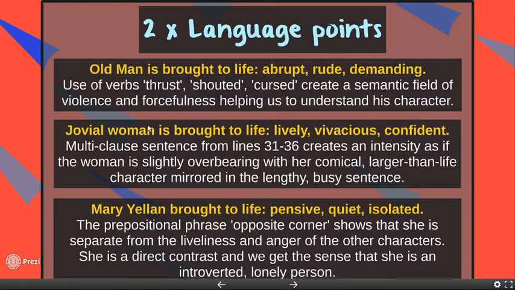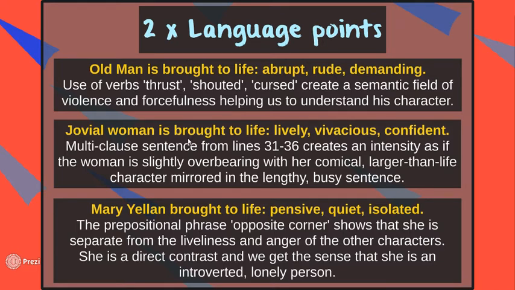Alternatively, you could have talked about the fact that we definitely get the sense that the jovial woman's brought to life by the fact that she's created to be this lively, vivacious and quite confident character. You may have noticed with the paragraph describing the jovial woman that actually it is one very long multi-clause sentence all the way from line 31 to 36. So I kind of thought that maybe that was creating an intensity, as if the woman's slightly overbearing with her comical, larger-than-life character, and that's actually been mirrored in the lengthy, busy, ever-flowing sentence.